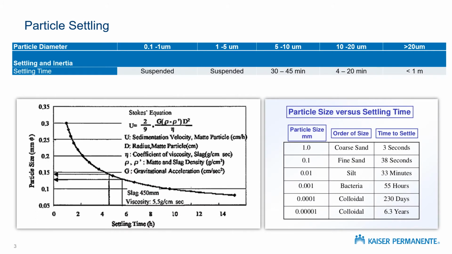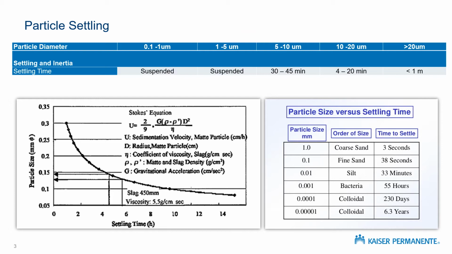First up, we have the law of gravity. Gravity acts to pull particles towards the ground or whatever surface is between them and the ground. So we call that settling. Different particle sizes have different settling rates. That can be determined by an equation called the Stokes equation, but there's also plenty of sources out there where they've been published in tables.